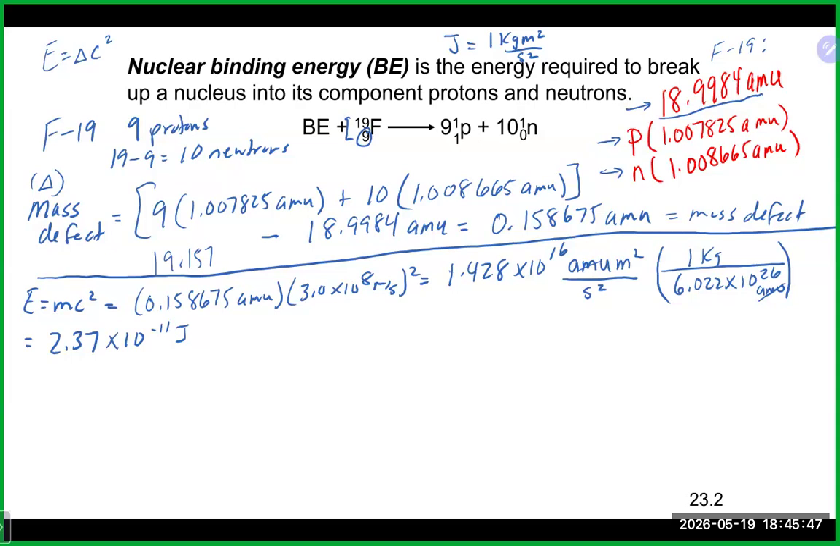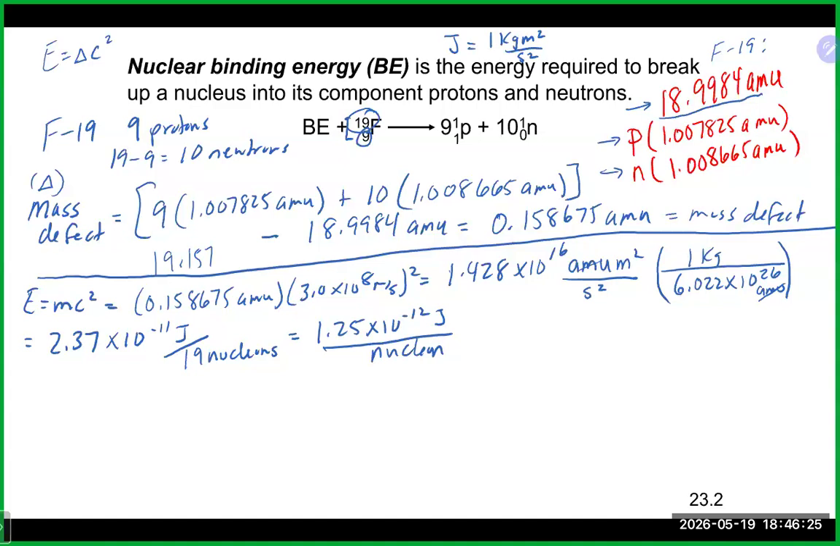Like I said before, very typically the binding energy is given in joules per nucleon. So in this case, we would take this and divide it by the nucleons, which once again is a fancy way of saying just the mass number, which is 19. So 19 nucleons in this case. That's our protons and our neutrons. So we'll divide it by 19. That gets us 1.25 times 10 to the minus 12 joules per nucleon. Any questions on that calculation there?